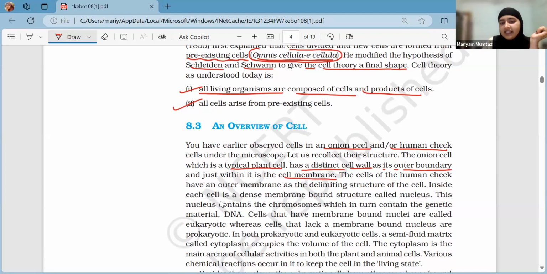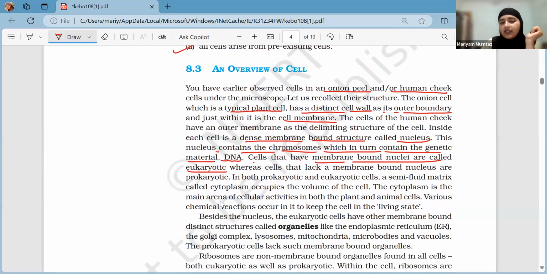Inside each cell is a dense membrane-bound structure that is known as the nucleus. This nucleus contains the chromosomes, which in turn contain the genetic material, that is the DNA. Cells that have membrane-bound nuclei are known as eukaryotic cells, whereas the ones that do not are known as prokaryotic.